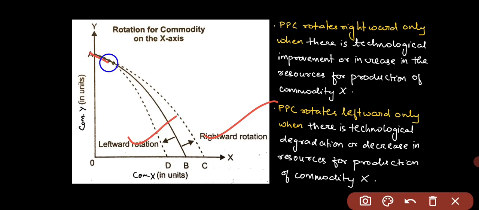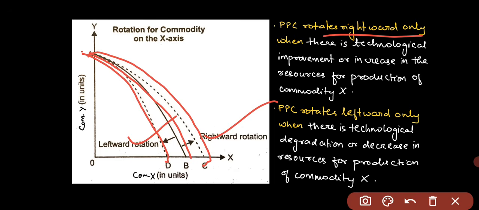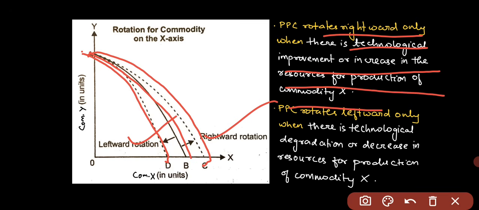You see, AB was the original production possibility curve. Then AC is the new production possibility curve, which rotates to the right side on the x-axis, and AD is another production possibility curve which rotates to the left side of the original production possibility curve. So, the production possibility curve rotates rightward when there is technological improvement or an increase in the resources for production of commodity X.